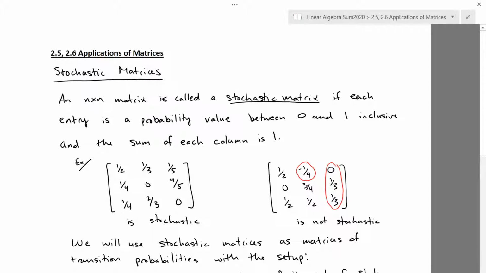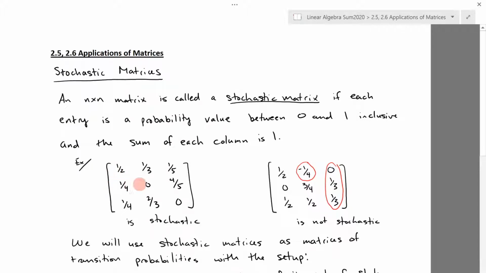A stochastic matrix is just a square matrix where each entry is a probability value between 0 and 1. A probability of 0 means that something is never going to occur, and a probability of 1 means that something is certain to occur. And in addition, the stochastic matrix should have the sum of each column be equal to 1.